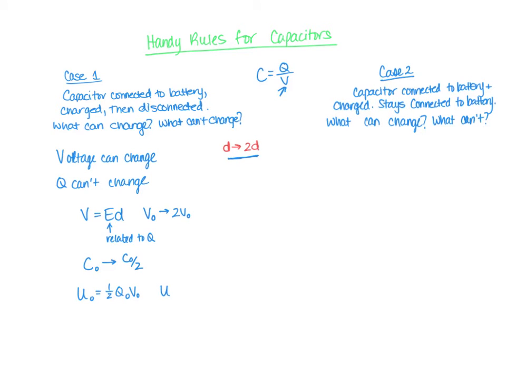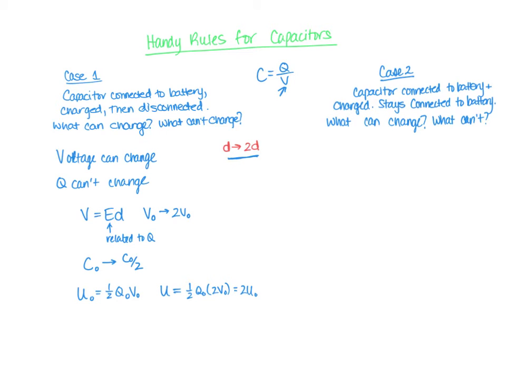The new energy stored, once we separate the plates, is going to be 1/2 Q naught times 2 V naught. So this is actually twice the original value. The action of pulling the plates apart has actually increased the potential energy of the capacitor, the energy stored. One way that we could understand that is that it would actually take work to pull those plates apart, because of their equal and opposite charge, they would be attracting each other. We would have to exert an external force to make that happen.